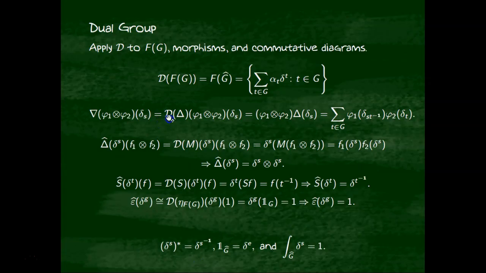So let's see it. Okay, this says do the transpose, so that means first apply the co-multiplication here, and we know how to do the co-multiplication, we've seen it previously.